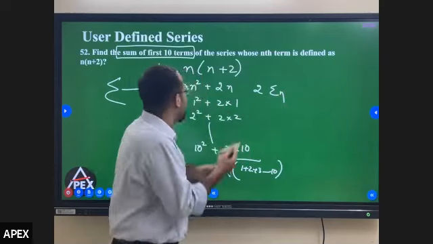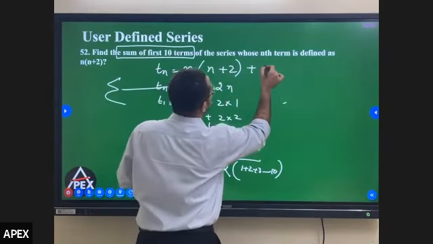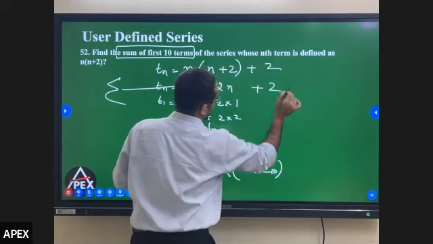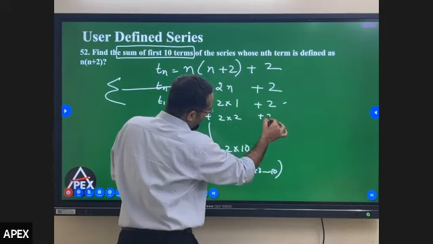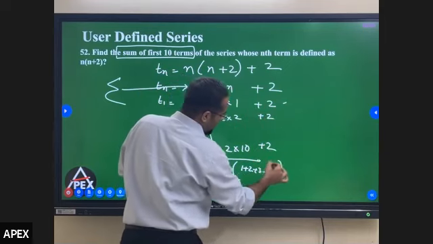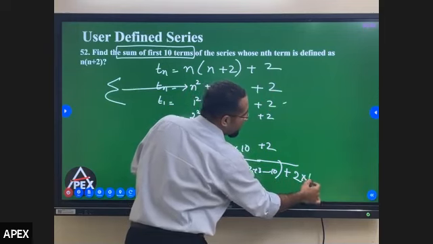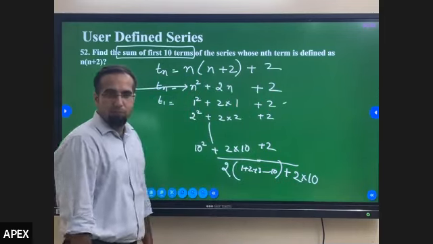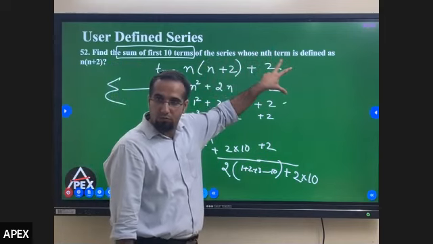Now let's change this a bit. Suppose I'm giving you this series as this plus 2. What is happening? I'll add 2 here, I'll add 2 here, I'll add 2 here. Simplifying, this becomes 2 into 10. So the summation of a constant value is nothing but the constant value into n.